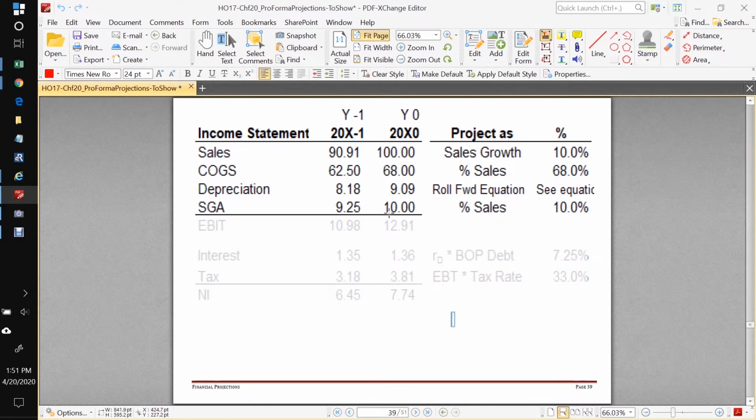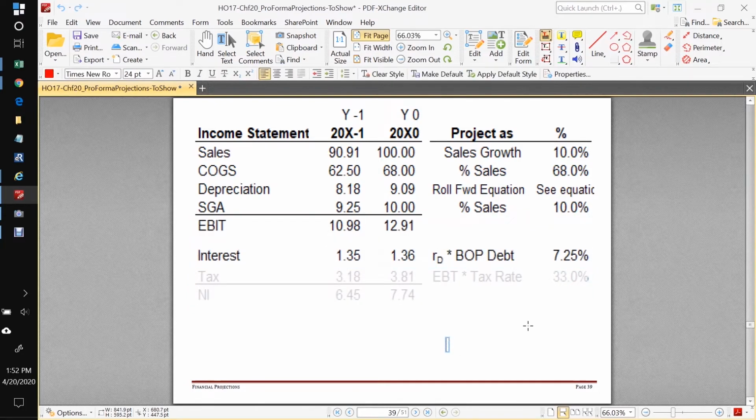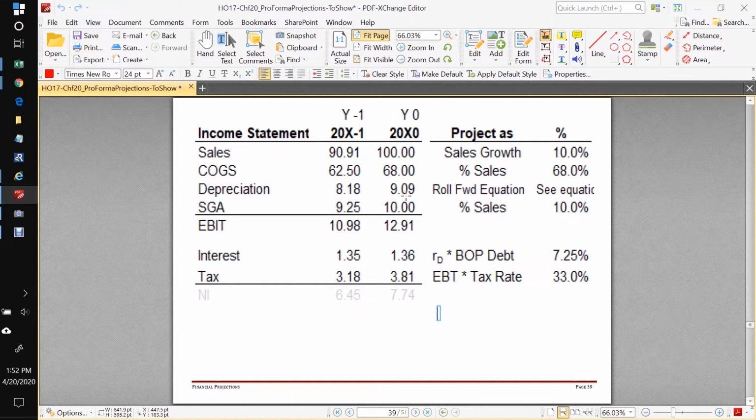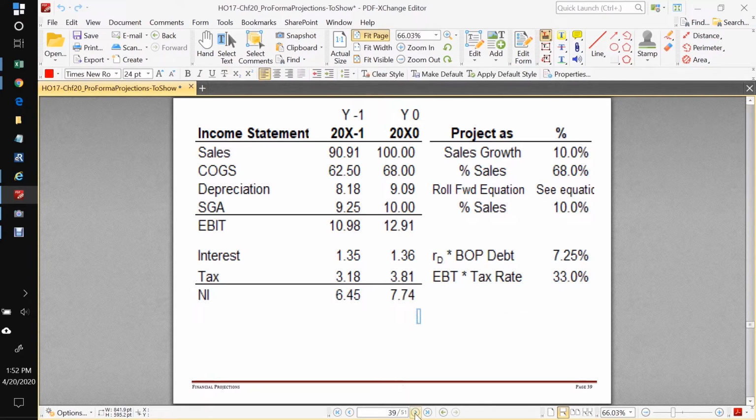With SG&A, even though we know it's not perfect, it's a relatively small amount, so we're going to project that as a constant percent of sales. So in year 20x1, it's going to be 10% of 110 million in sales, or 11 million. And then our RD is 7.25%, and we'll just multiply that by the beginning of period debt to get our interest expense going forward. And similarly with tax, we'll just take the earnings before tax right off of the year's income statement and multiply that by the tax rate of 33%, and then we'll work our way down to the net income for the year.